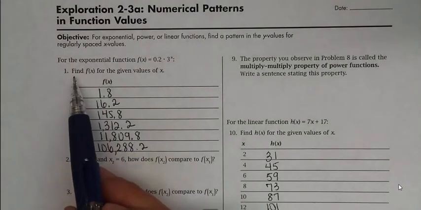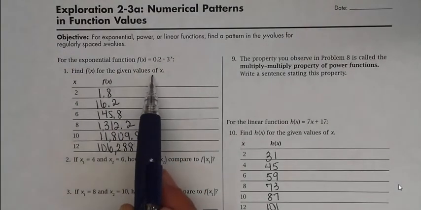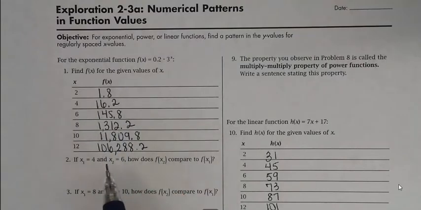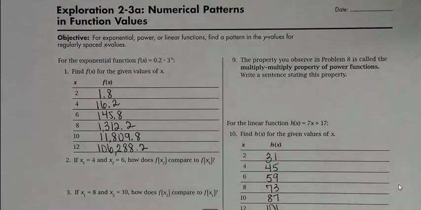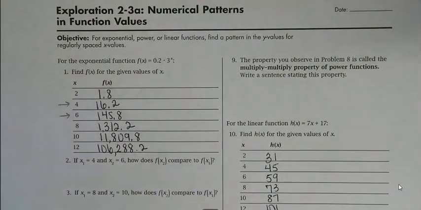So number 1, you can see, you were given this exponential function. They wanted you to find all those f of x's. I wrote those in for you. You are welcome. Okay, so number 2. If x1 equals 4 and x2 equals 6, how does f of x2 compare to f of x1? Okay, so we're looking at when x is 4 and when x is 6.